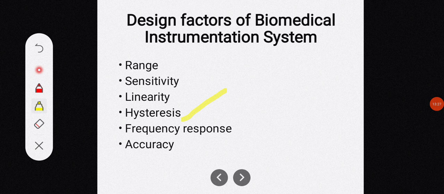So, this was all about design factors. There are various other factors also remaining. I will be discussing those factors in my next lecture.